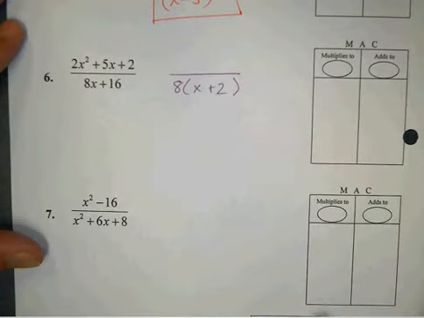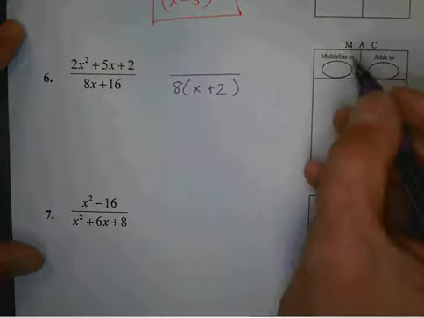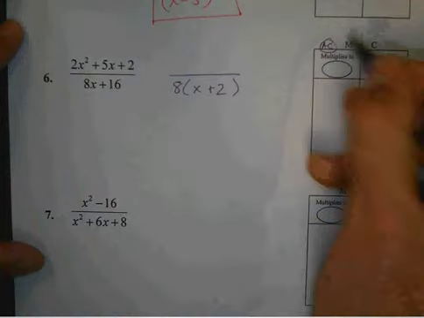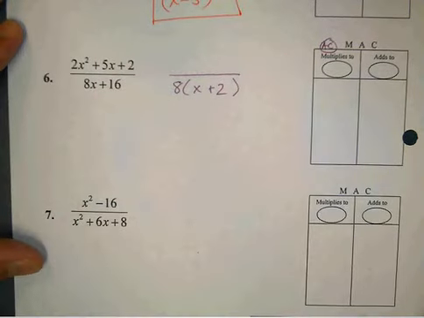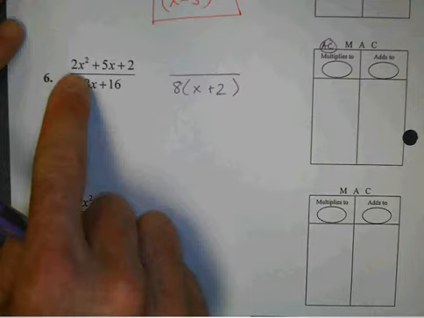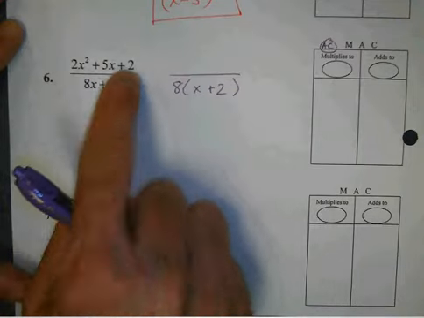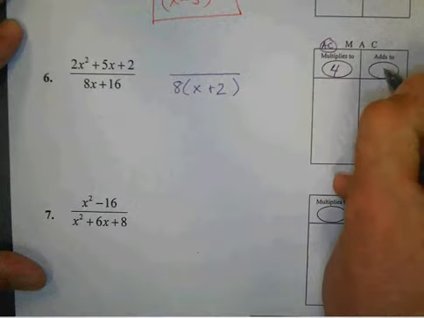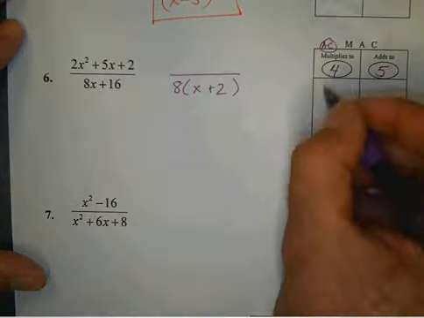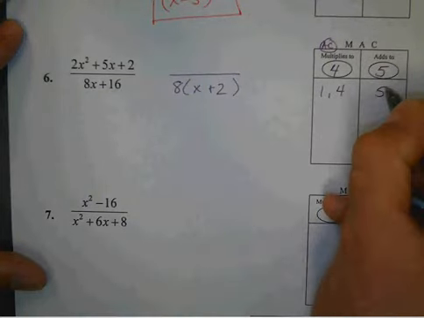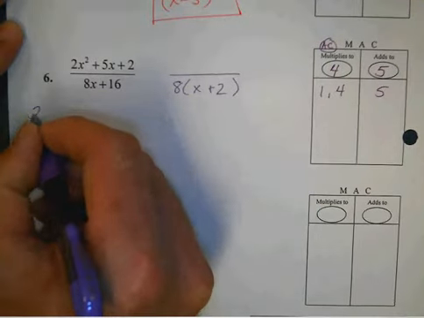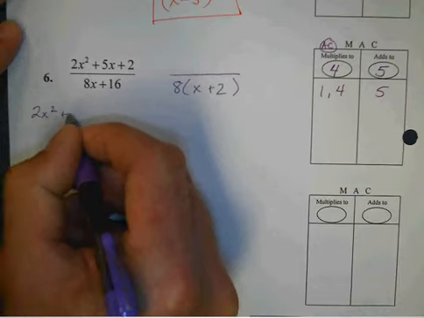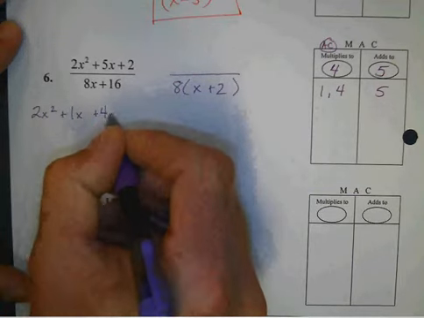Gentlemen, be a little careful here. Remember, the MAC method stands for multiply A times C. See the 2 in front? 2 in the back, that's A, that's C. So it multiplies to 4, adds to 5. What are the factors? 1 and 4. We're going to have to do a little scratch work here off to the side. So 2x squared plus 1x plus 4x plus 2.